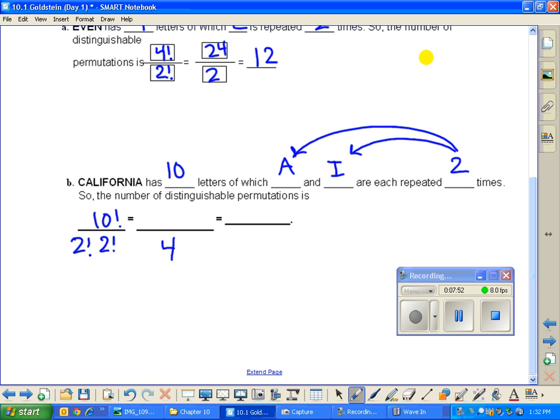10 factorial is a large number. To be specific, it is 3,628,800. So how many distinguishable permutations are there for the word California? Anyone have that number? Noah, what is it? Yeah, you're exactly correct. So we had to get rid of all of those arrangements of the word California that would just look the same because we just switched the A's or something, or we switched the I's. Are we okay with that one?